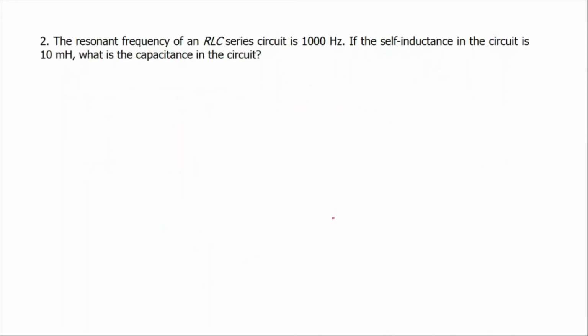Next, the resonant frequency of an RLC circuit is 1000 Hz. If the self-inductance in the circuit is 10 millihenry, what is the capacitance in the circuit? We know that f is equal to 1 over 2 pi square root of LC. This is the formula for the resonant frequency. In rearranging this formula, we can find an expression for the capacitance. It will be 1 over 4 pi square f square times L.